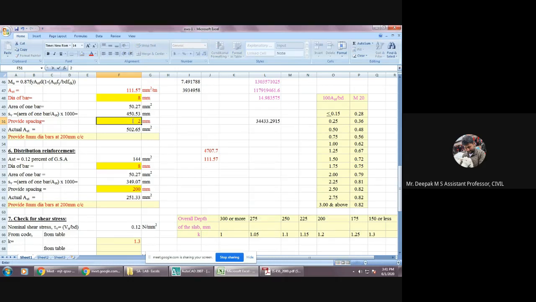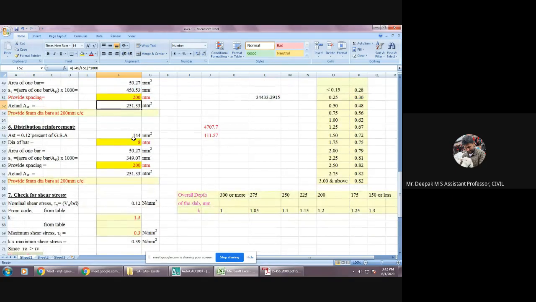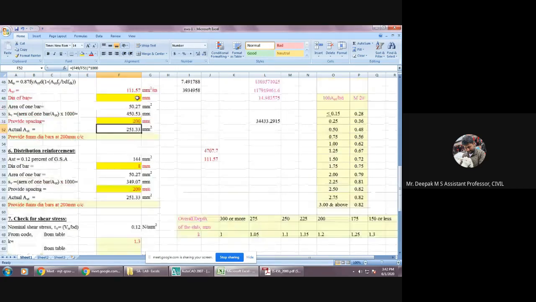Taking into consideration the concrete integrity and workability on the RCC platform, I am providing 200 spacing. Why 200? Why am I not going for 300, though the code provides 300 as the maximum limit of spacing for any two bars in a slab? This 200 is a normal foot size of a human being.